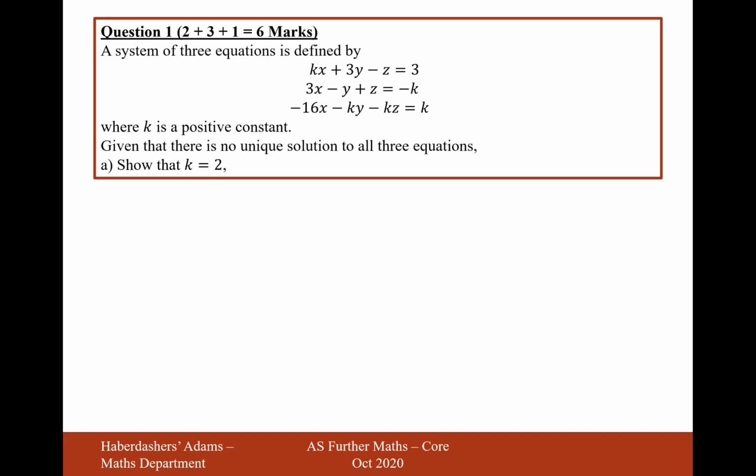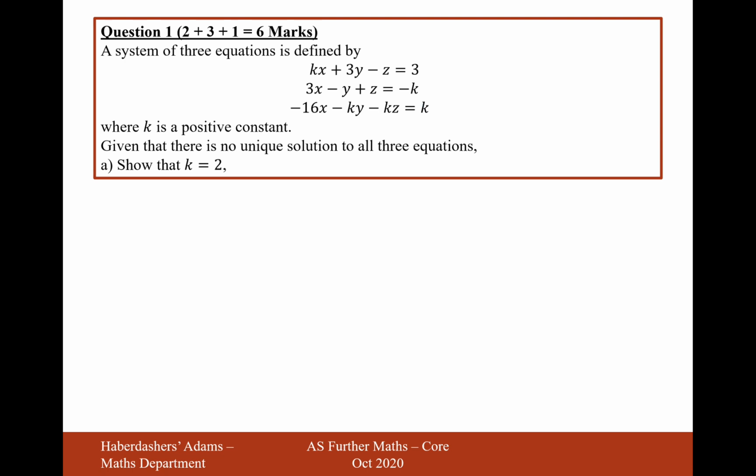So a system of three equations is defined by kx plus 3y minus z equals 3, 3x minus y plus z equals minus x, and minus 16x minus k equals k, where k is a positive constant.